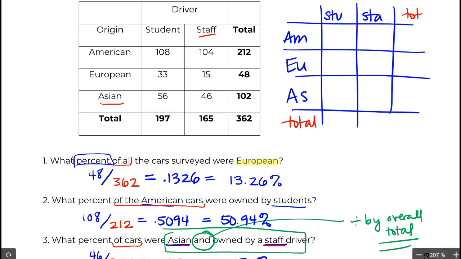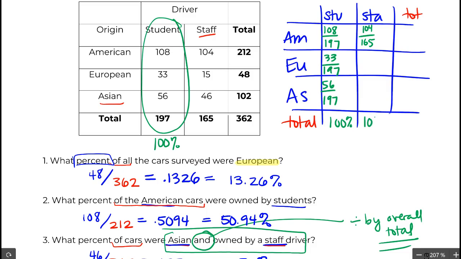So if we're going to actually calculate it, our American cars, there's 108 of them. And we want to condition on the type of driver. So we want to have all of these students add up to 100%, all of these student drivers. So we're going to divide by the total number of students. And we're going to do that for everything in this column because we're conditioning on student drivers. And the goal is that we'll get out 100%. We're going to do this exact same thing for staff, except with 104 staff drivers, we're going to divide by the total of 165 until we get all 100% of the staff drivers.